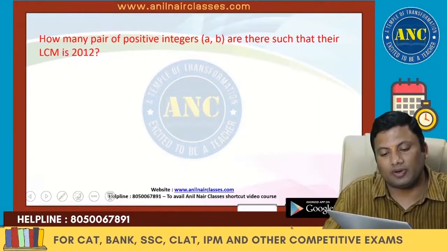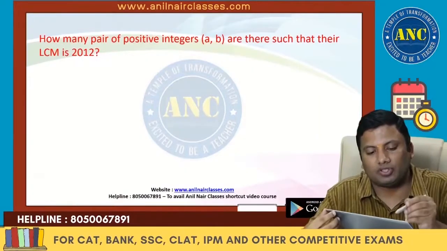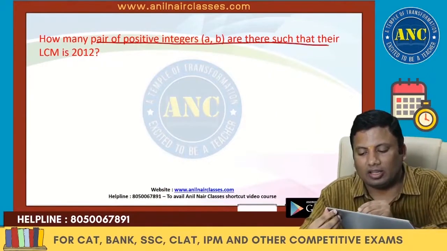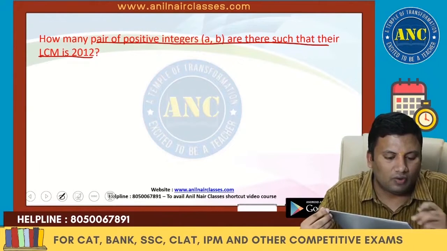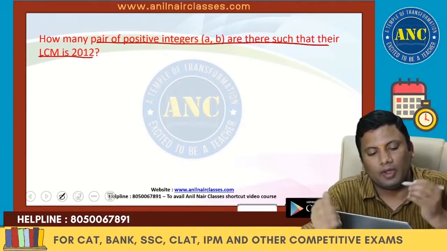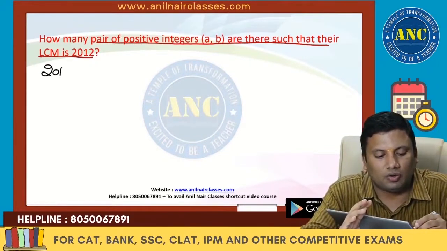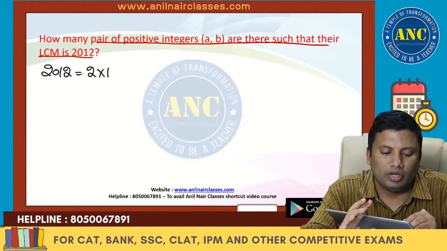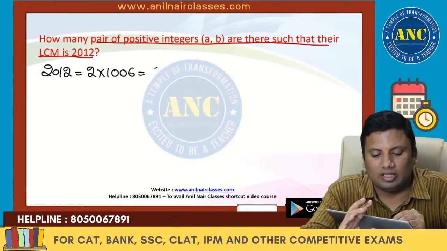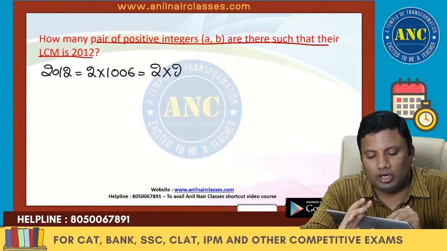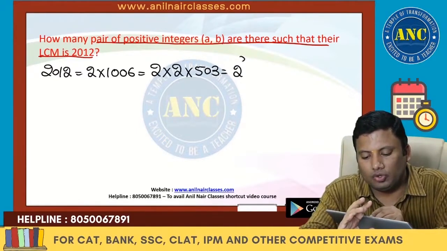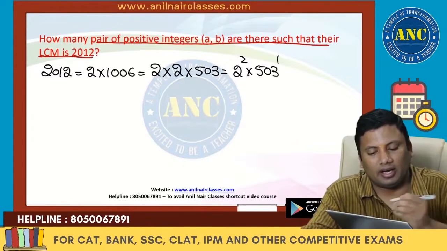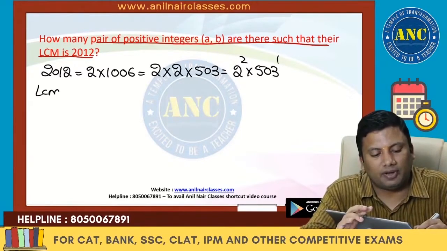Now, next one. How many pairs of positive integers are there such that the LCM is 2012? Now see, 2012 is nothing but 2 into 1006, which is 2 into 2 into 503, which is 2 square into 503. LCM of A comma B.